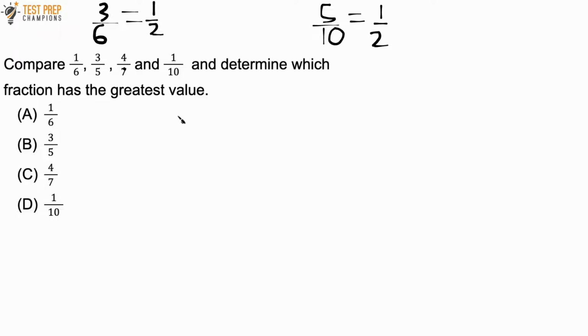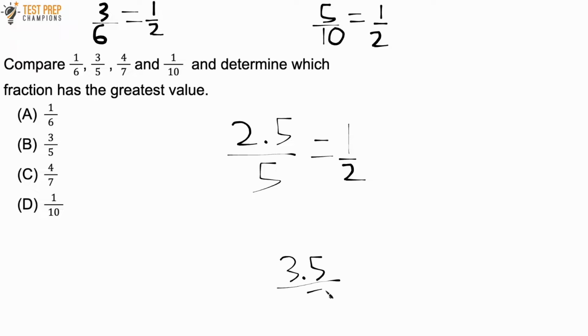So if I look at 3/5, what is half of 5? Well, half of 5 is 2.5. So I can say that 2.5/5 equals half. Now, since 3 is a bigger number than 2.5, I know that 3/5 is going to be equal to something that's greater than half. Same with 4/7. So half of 7 is 3.5. So I can say that 3.5/7 is equal to half. And while I don't know the exact value of 4/7 without using a calculator, I can tell that 4/7 is equal to something that's greater than half because 4 is a bigger number than 3.5.